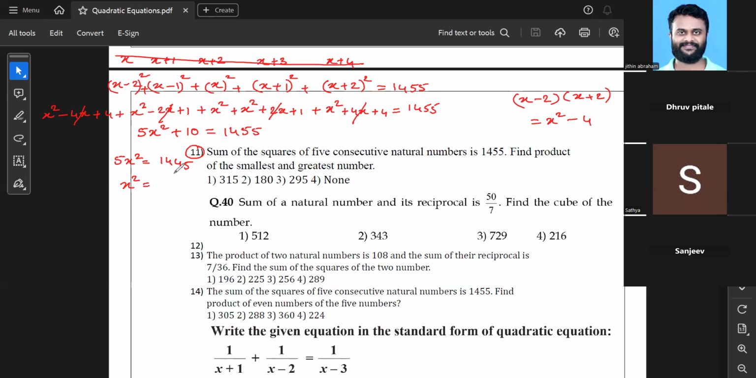So 1445 divided by 5 will be 289. So I don't have to find the value of x because I have x square. Now when I substitute the x square over here, 289 minus 4 will give you 285. And that's my answer, which is not present here. Hence, none of these will be the correct answer.